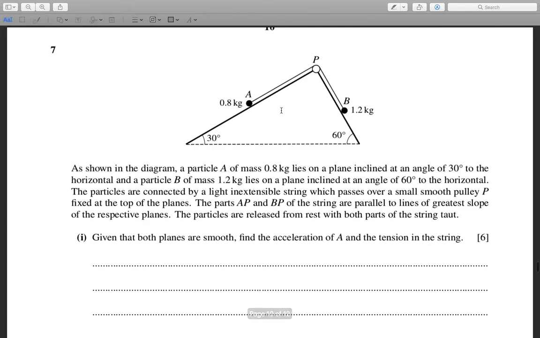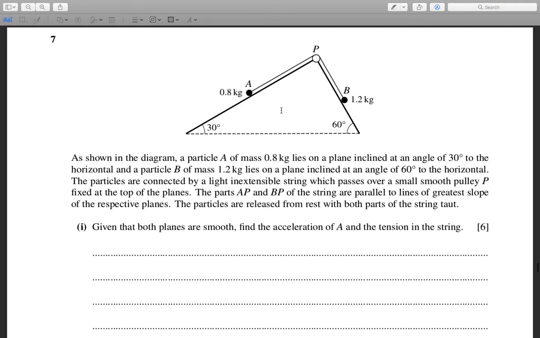Question 7. I think this is the final question. So the diagram: a particle A of mass 0.8 kilograms lies on a plane inclined at 30 degrees to the horizontal, and particle B of mass 1.2 kilograms lies on a plane inclined at 60 degrees to the horizontal. The particles are connected by an inextensible string which passes over a small pulley P fixed at the top of the planes.